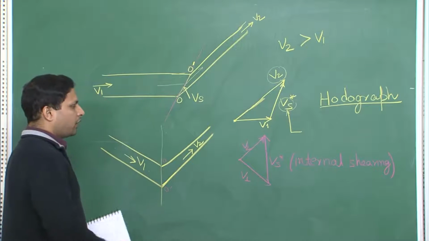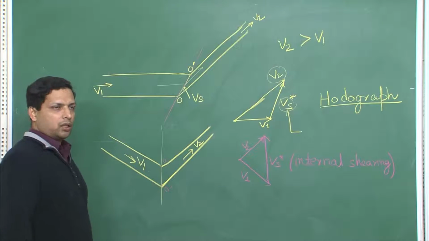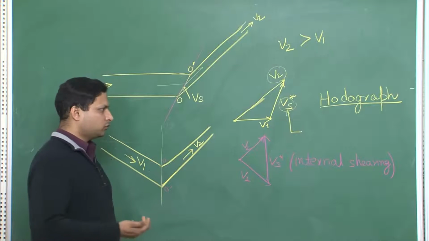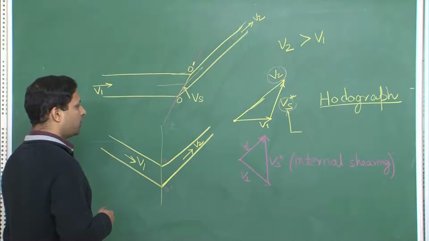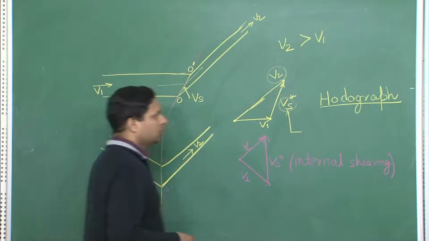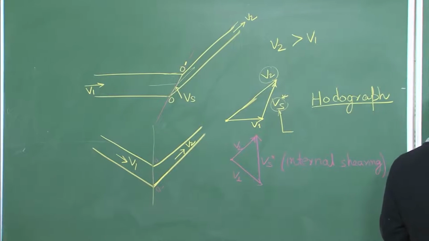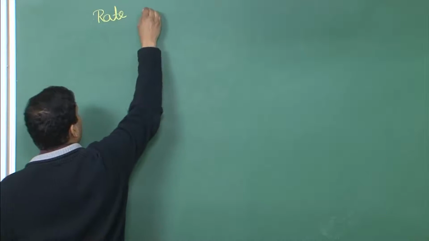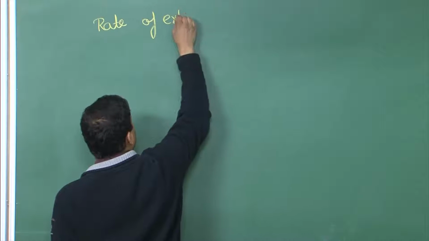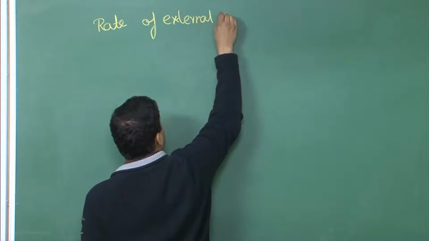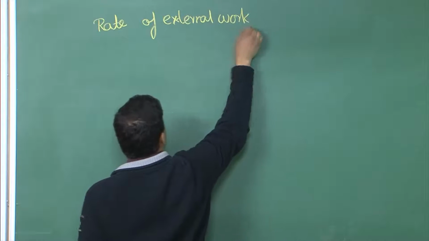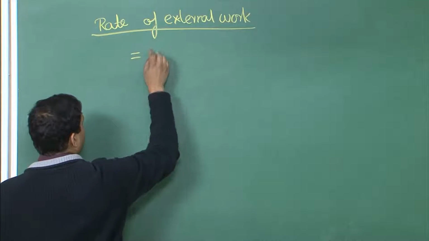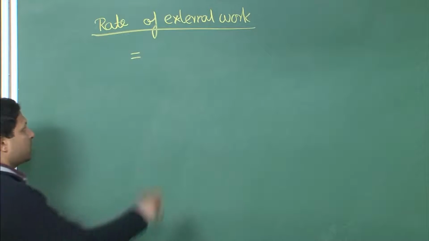Now let us take this forward. Now we have drawn the hodograph. How do we get to calculating the pressure or the forces from this particular deformation model that we have constructed? So the first thing is we have to obtain a rate of external work. This rate is given by what? Usually the rate of external work is given by force into velocity.